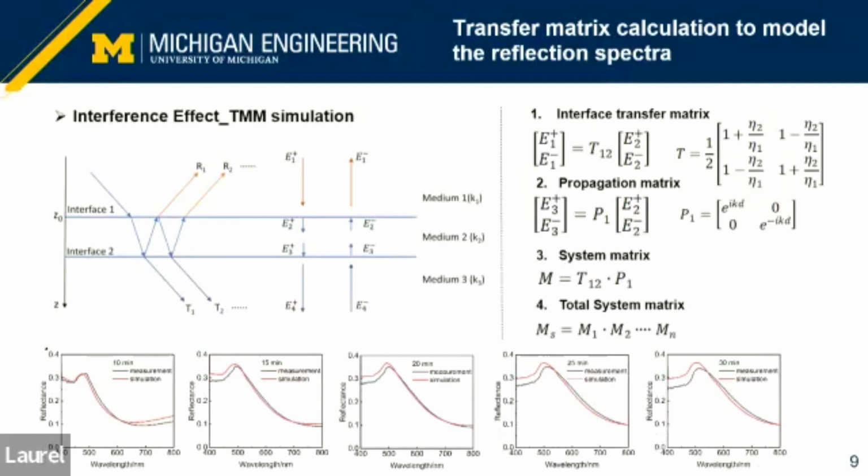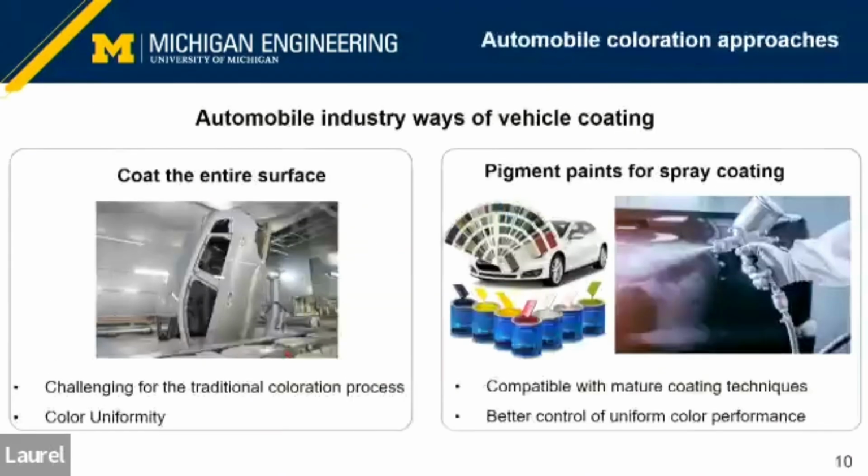As you can see, the red curve corresponds to the simulation results and the black curve corresponds to the measurement results. They match pretty well, which means that, in the first place, this model works. It works because the hypothesis that the interference effect of the multi-layer model is the main contributor to the color generation here is correct. So from here, the scientific aspect is pretty clear.